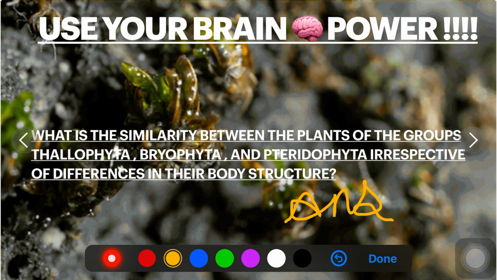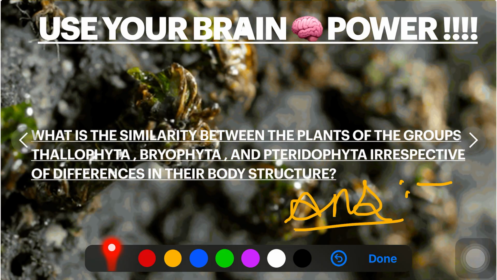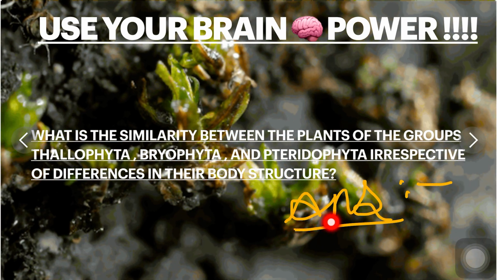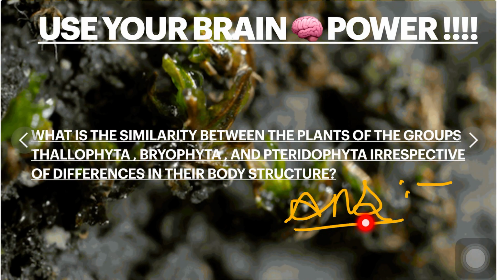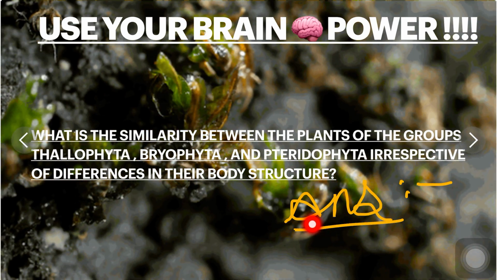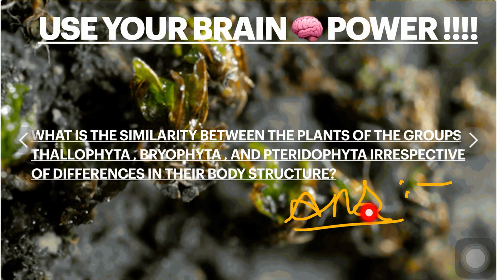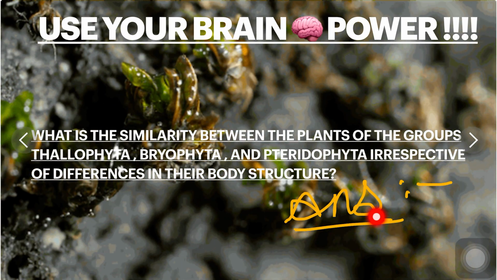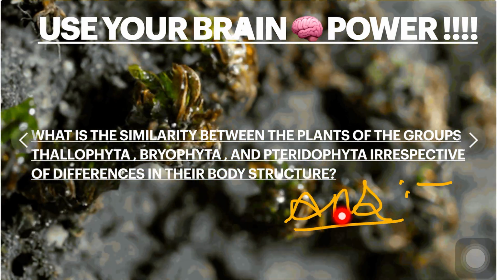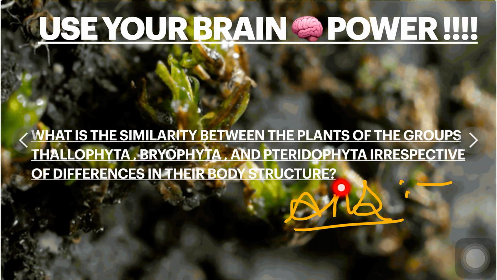In Thallophyta, Bryophyta and Pteridophyta, reproduction occurs through spores. Second point, the bodies of plants of these groups lack a reproductive system. Therefore, they are called cryptogams. Lack of reproductive system is common in all the three groups.